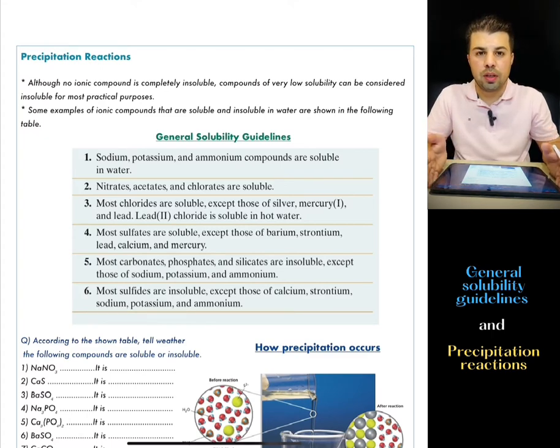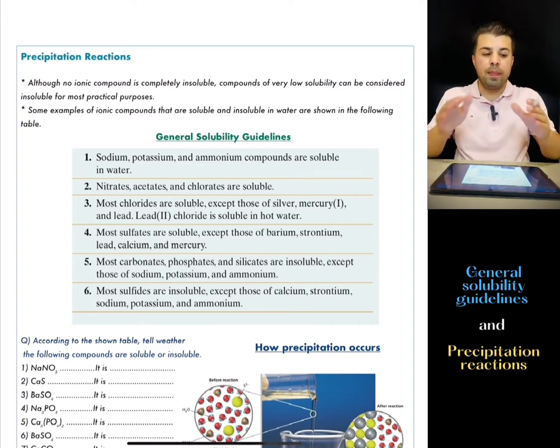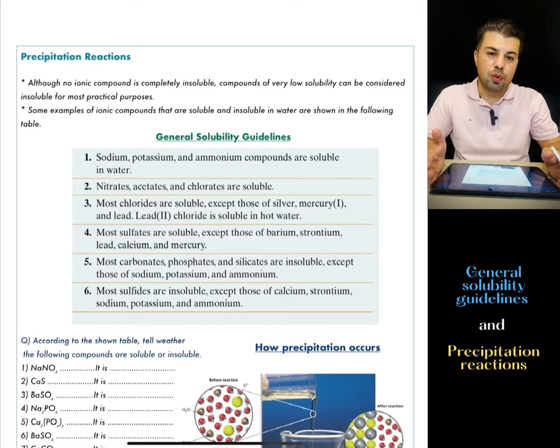And sometimes precipitation reactions are also called double displacement reactions, because mostly when a double displacement reaction occurs, the product or one of the products is an insoluble compound, and that's what we call the precipitate.